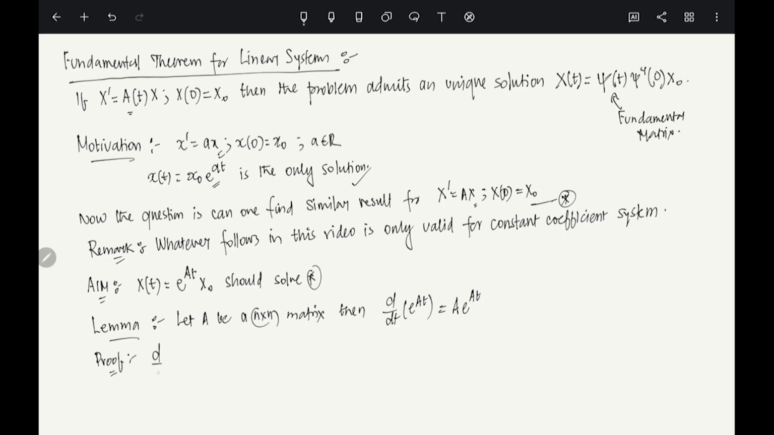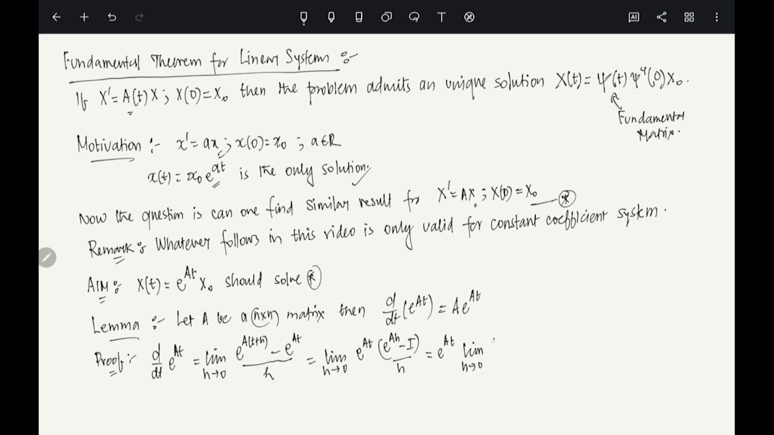Okay, so d/dt of e^(At) is nothing but, this is our usual definition, limit h tends to 0, (e^(A(t+h)) minus e^(At)) by h, right? So this is nothing but limit h tends to 0, e^(At) times (e^(Ah) minus identity), you can write it like this, by h, clear? So this is nothing but e^(At) limit h tends to 0. I can take the e^(At) outside because it does not depend on h.